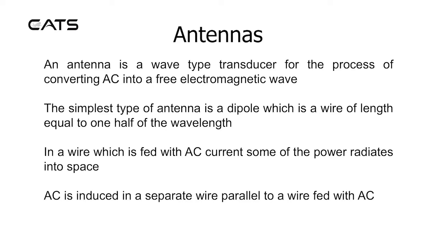Antennas. An antenna is a wave-type transducer for the process of converting AC into a free electromagnetic wave. The simplest type of antenna is a dipole, which is a wire of length equal to 1/2 of the wavelength. In a wire which is fed with AC current, some of the power radiates into space. AC is induced in a separate wire parallel to a wire fed with AC.